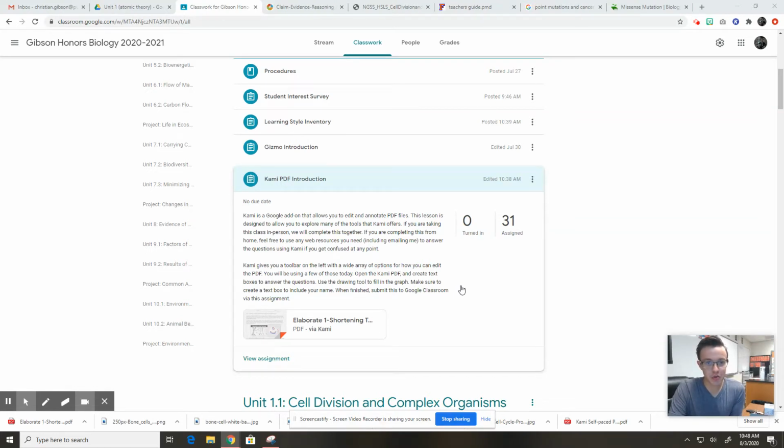So the assignment you are about to complete is called the Kami PDF Introduction. You may not know what Kami is. Basically, it is an add-on to Google that you get to use this year that will allow you to edit and annotate PDFs. Now, this assignment is going to let you use different tools within Kami because we're going to use it every once in a while this school year.